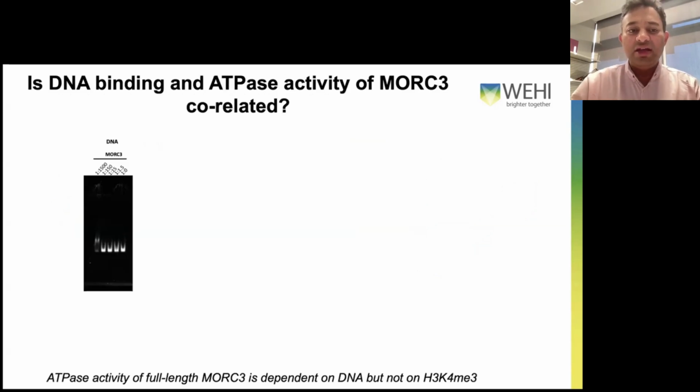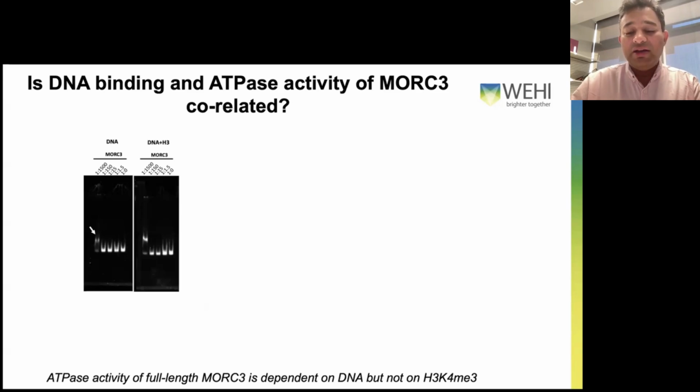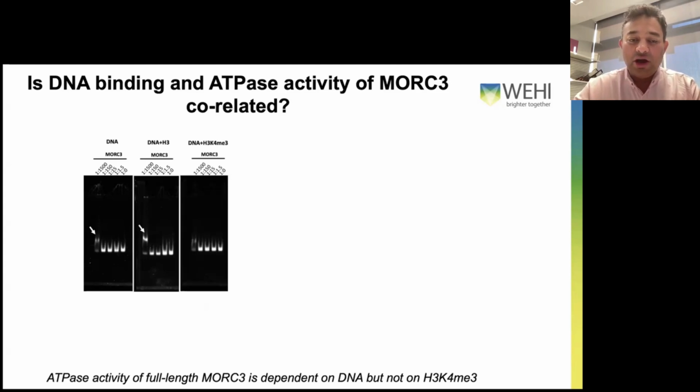And here, if we perform the DNA binding assay on the full-length MORC3, we observe that it does bind DNA, but not as strongly as compared to the MORC2. And it can bind DNA in presence of histone peptide, the histone 3 peptide. The reason we do it is because this MORC3 is a known binder of the H3K4 trimethylation mark. Next, we also did the DNA binding in presence of the H3K4 trimethylation peptide, and we didn't really see much difference.